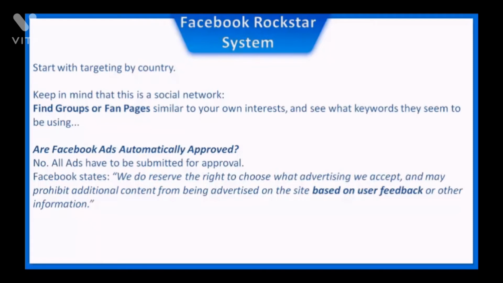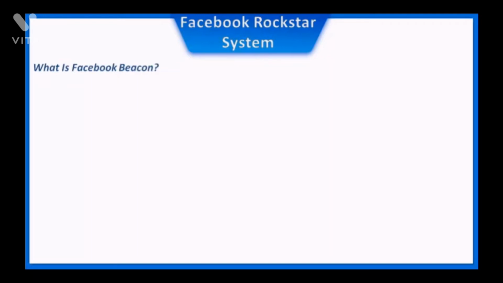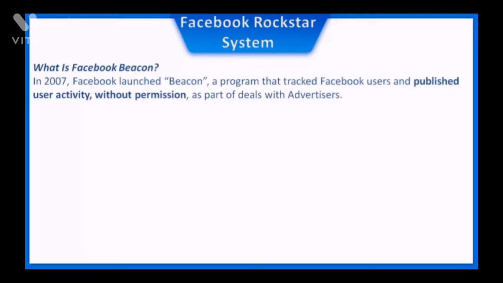What is a Facebook Beacon? In 2007, Facebook launched Beacon, a program that tracked Facebook users, even when they weren't logged in, and published user activity without permission as part of deals with advertisers. What it meant in real terms was that you could find your online purchases and activities publicized on Facebook for all to see, and you had no say in the matter.